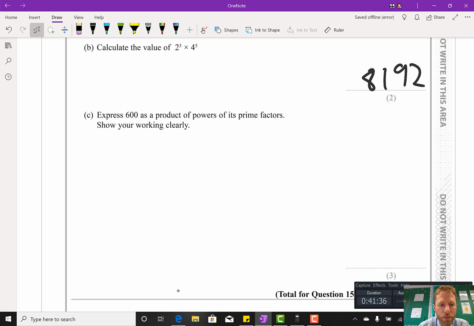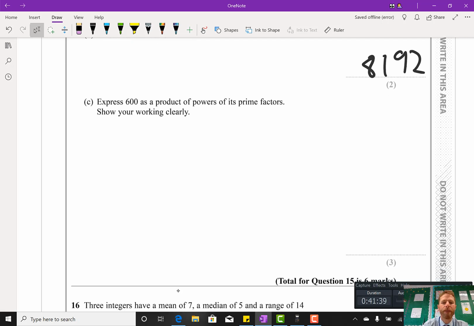Express 600 as a product of powers of its prime factors. Show your working clearly. Okay, so the first thing is its product of prime factors, and we'll come to powers when we've finished. So 600.